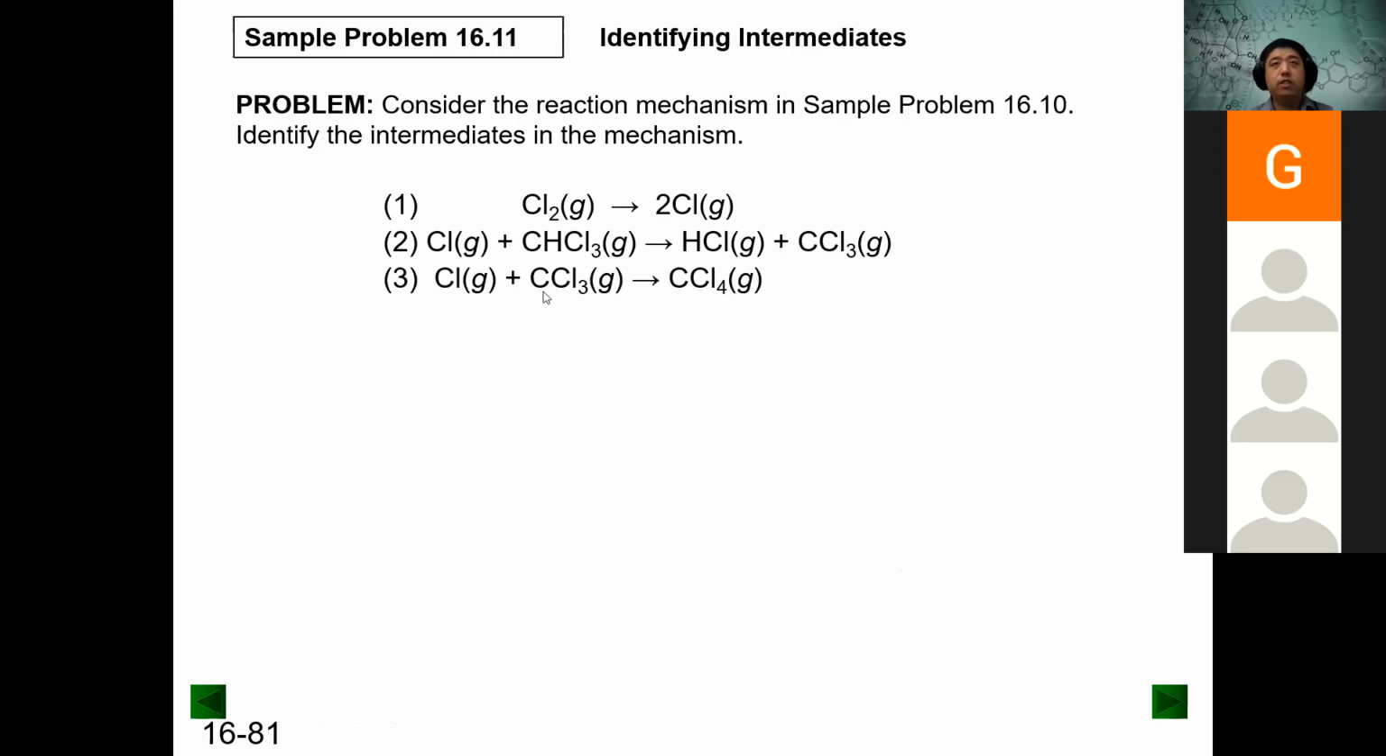Okay, someone said CCl3, which is correct. So if you look here, step 2 makes CCl3, right? And then in step 3, I use CCl3. So my overall balance equation will not have this. What's another one? Chlorine is correct. I make chlorine in the first one and I use chlorine in the second and third one. So these all disappear. So they don't show up in our overall balance equation.